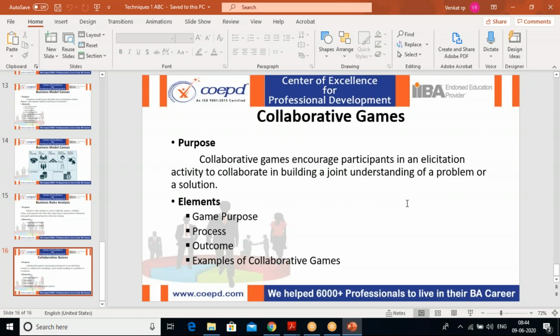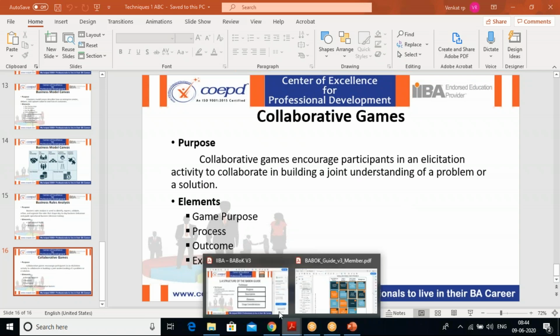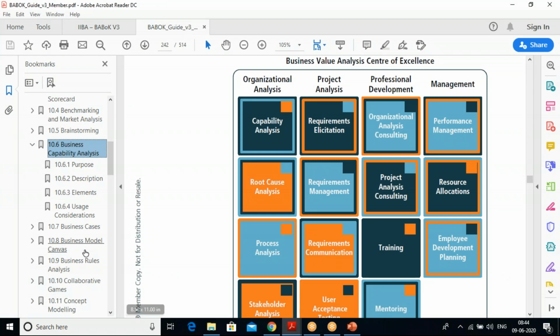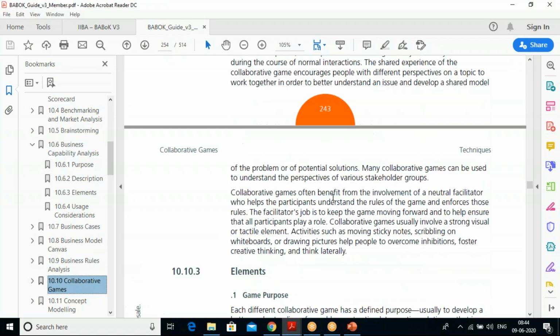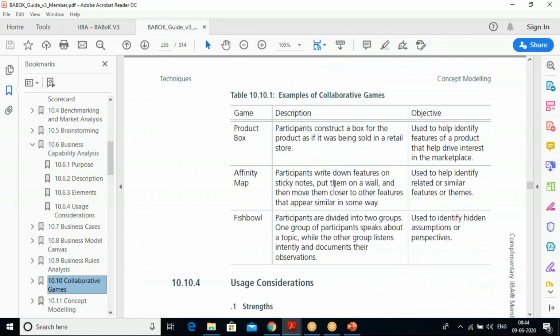How we can do it? For collaborative games, we have a few collaborative games. We will discuss about that. Okay, collaborative games are like, here we can go with the product box. Now product box means here the participants construct a box for the product as if it is being sold in a retail store. That means you will design it in such a way how you can sell it.